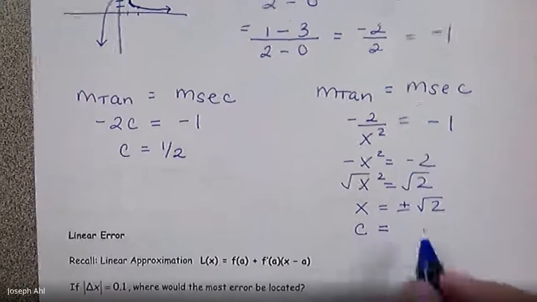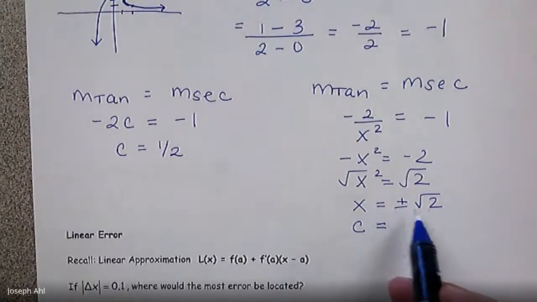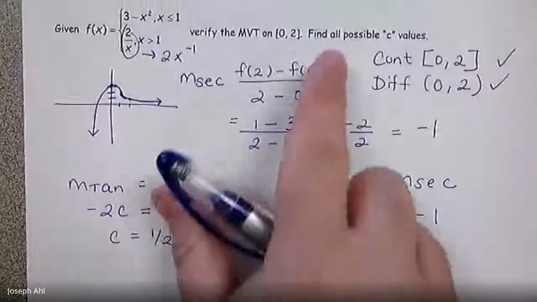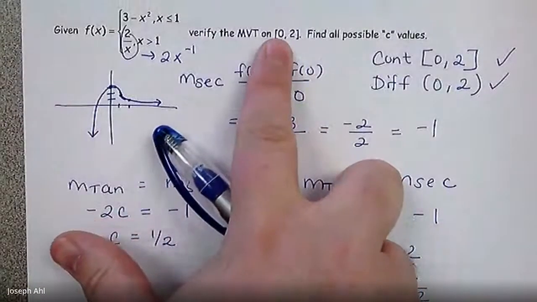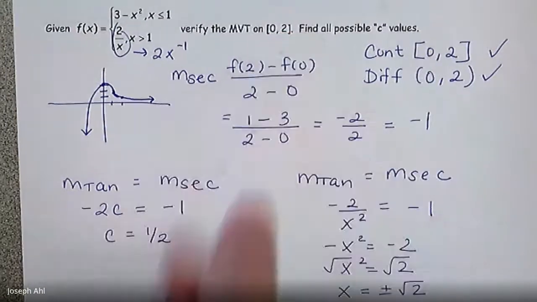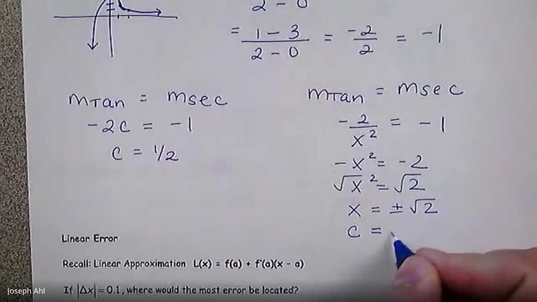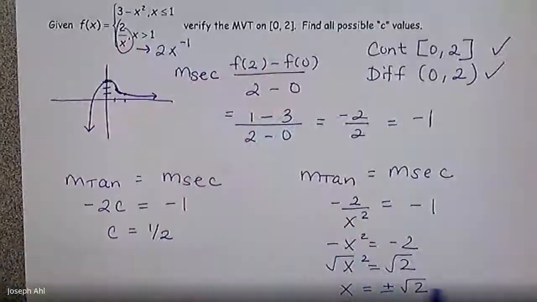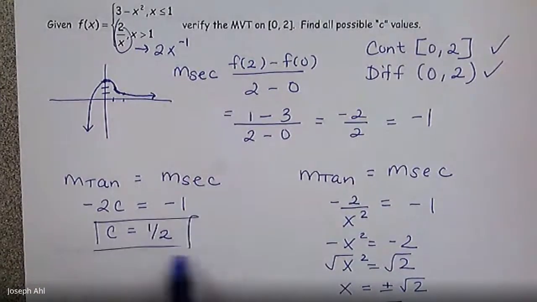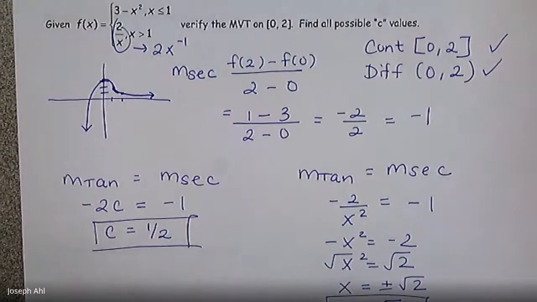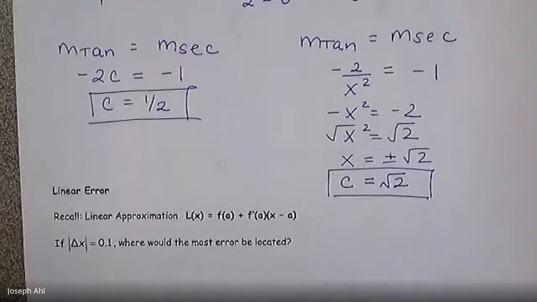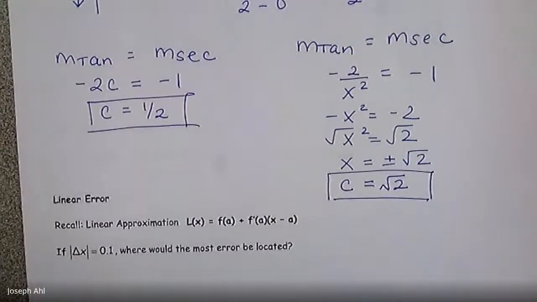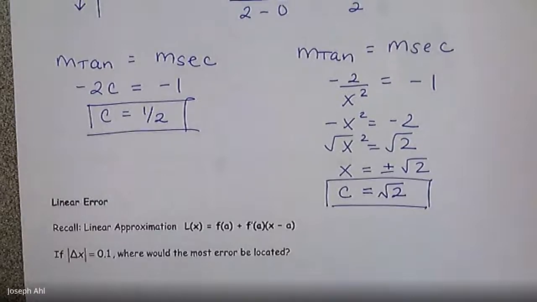Okay. So if x could equal plus or minus radical 2, notice how negative radical 2 would fall outside of this interval. So you do have to be a little bit cautious here that this is not on the original interval. So we're only looking at c equaling positive radical 2, about 1.4, would work for this part of the function. So there are two possible c values. If c is 1/2 and c is radical 2, those are the values of c that satisfy the mean value theorem for this piecewise function.